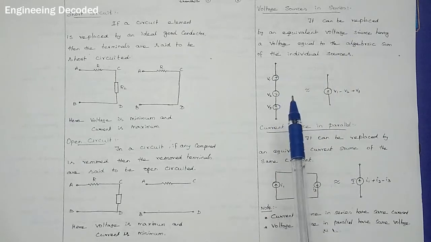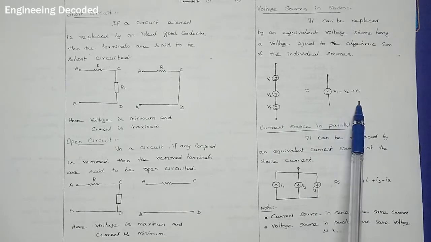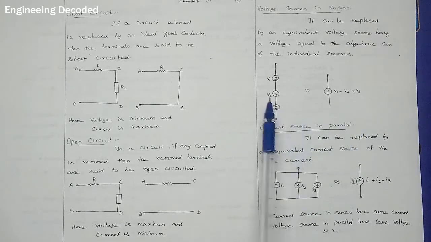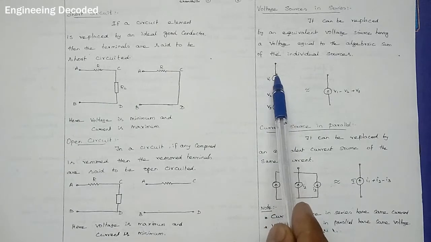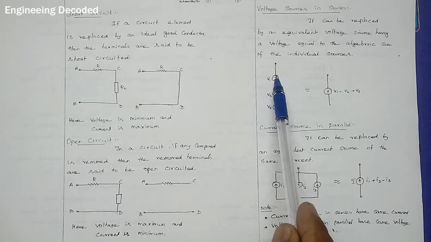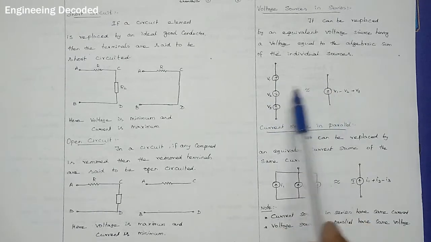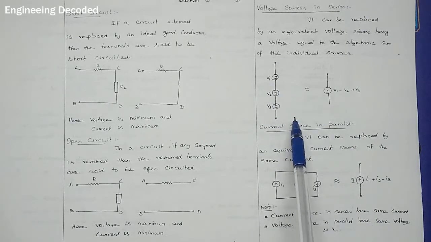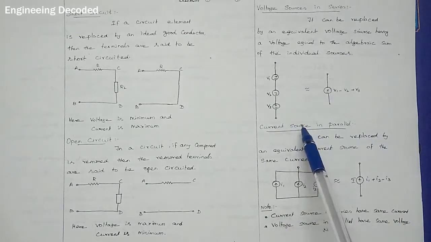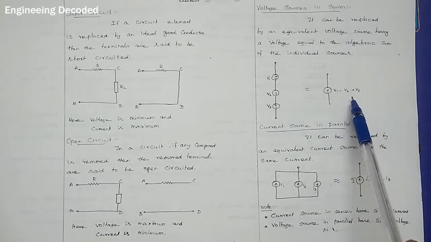So the equivalent of this voltage source can be found like this. We can come from the top. So first we are entering plus, so V1 is positive. Coming here it is negative, so V2 is minus. Coming here V3 is plus, so it is positive. So V1 minus V2 plus V3. That is the equivalent of this network. So when voltage sources are in series, you can easily add them.